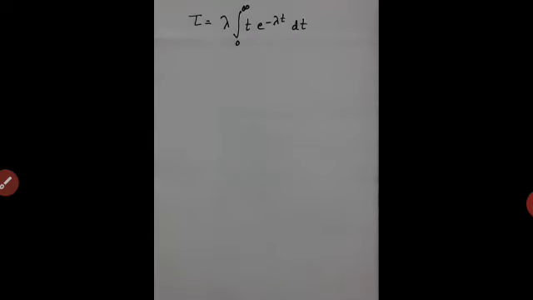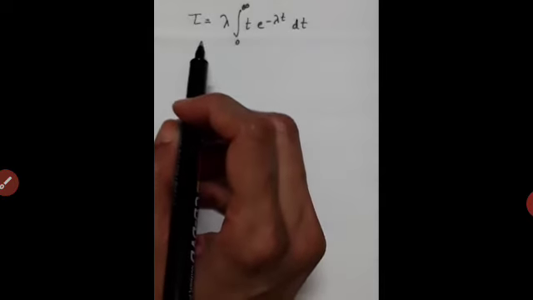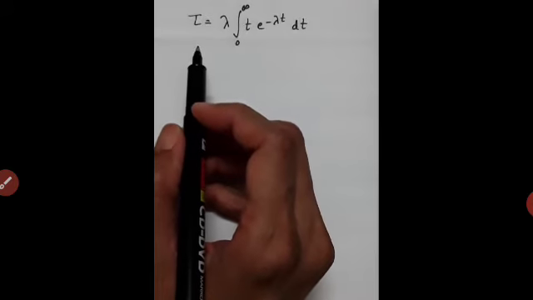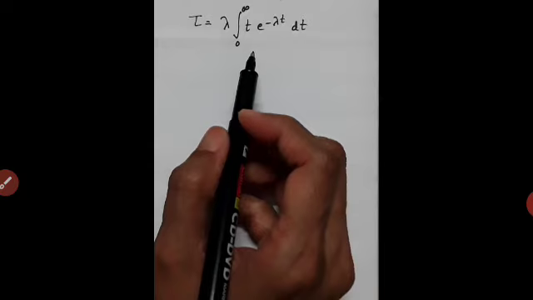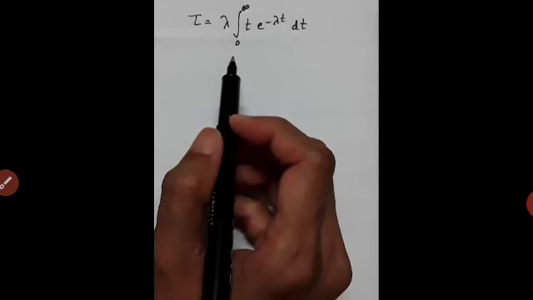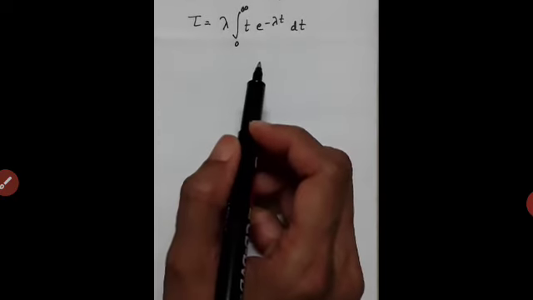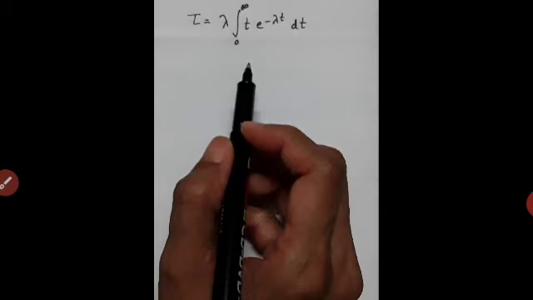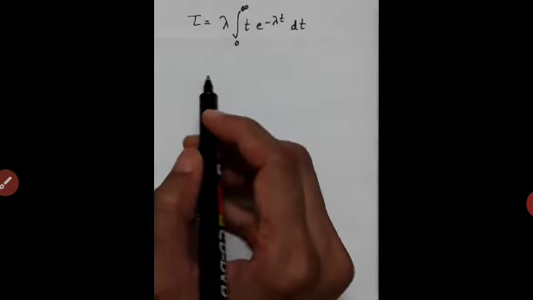The derivation of the mean life starts from this equation. The left hand side is tau, which is the symbol of mean life, which is given by lambda integral of t e raised to power minus lambda t dt. Now we will integrate this. In order to integrate, we will use a formula from integration which is called integration by parts, because there are two terms on the right hand side. So let us see how it goes.